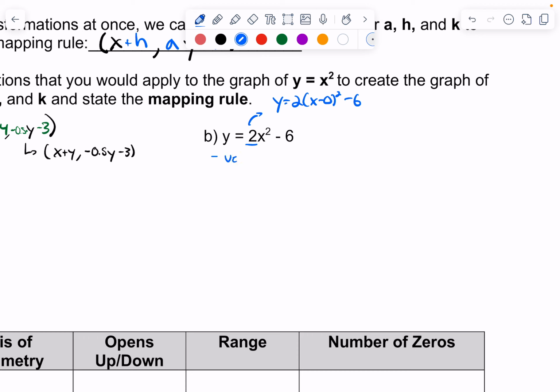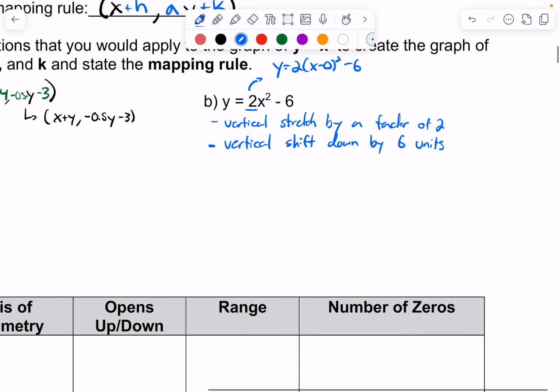So it's just a vertical stretch by a factor of 2. And then you only have that minus 6 on the back, so it's just a vertical shift down by 6 units.